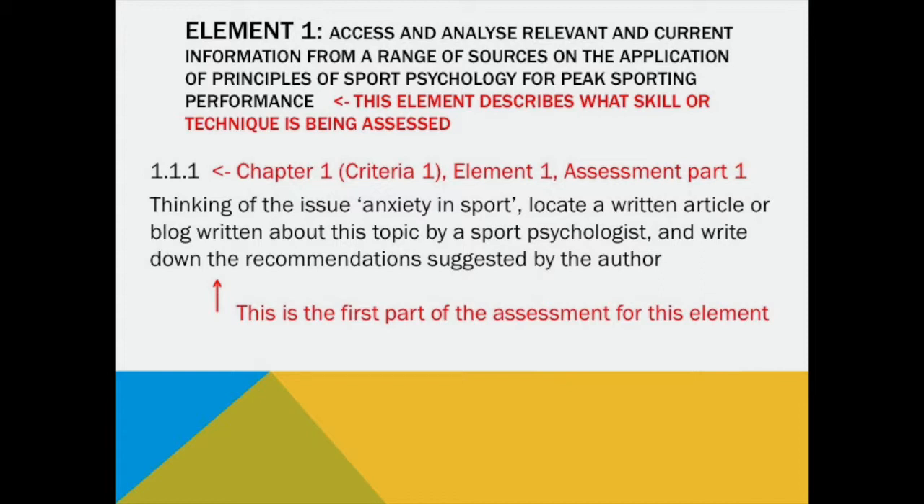Then there are 3 numbers, 1.1.1, and this refers to chapter 1, criteria 1, element 1, and assessment part 1. So the assessment here is, thinking of the issue of anxiety in sport, locate a written article or blog about this topic by a sports psychologist and write down the recommendations suggested by the author. So this is a typical sort of assessment you might see.